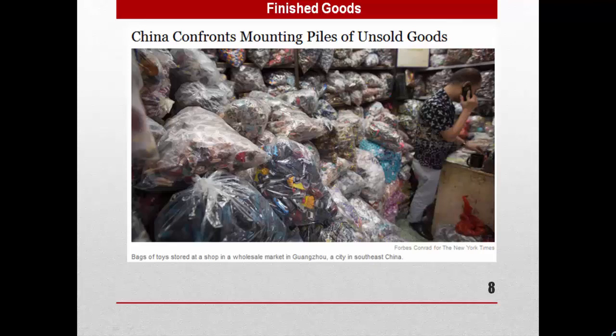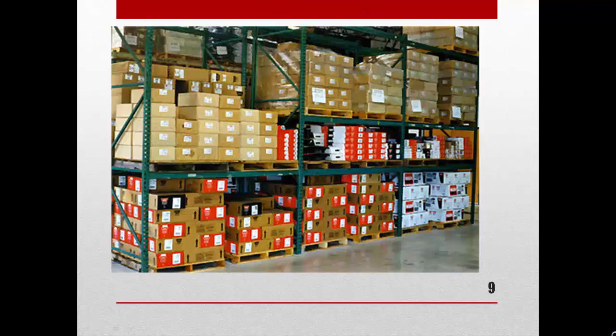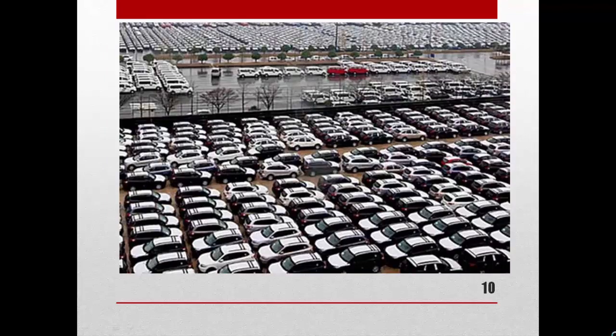Here we've got China confronts mounting piles of unsold goods, right? Overproduction and whatever else is going on. In some factories, you'll see things at finished goods. You can go out in your own facility, right? If you're in a factory, which you should be if you're watching this, go out there and look at the piles of inventory out there and finished goods. Go to incoming. Have you got 3, 4, 5 tiers of inventory stacked up to the ceiling? That's a problem. That means you're in trouble. That means your company's in trouble, not well managed, and your job may be in trouble.